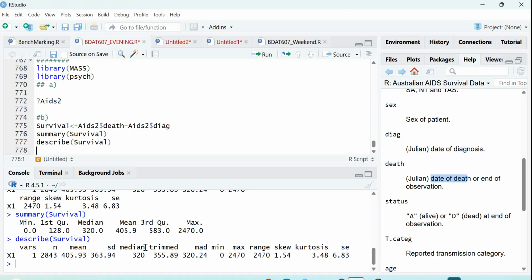So the minimum value is 0, which means the interpretation will be that the day the person was diagnosed is the same day that the person died. Is everybody okay with that? Yes, Prof. The minimum value is 0 because it means that on the first day the person was diagnosed with HIV, the person died. Prof, we should have reported the tables as well.